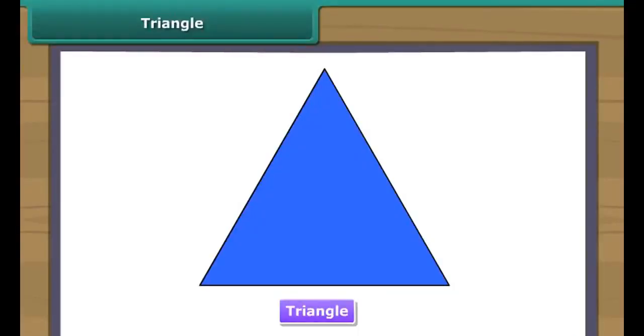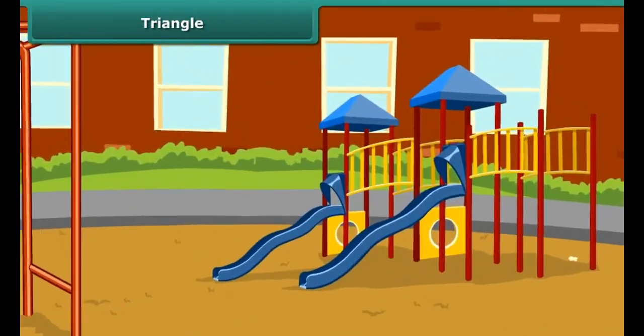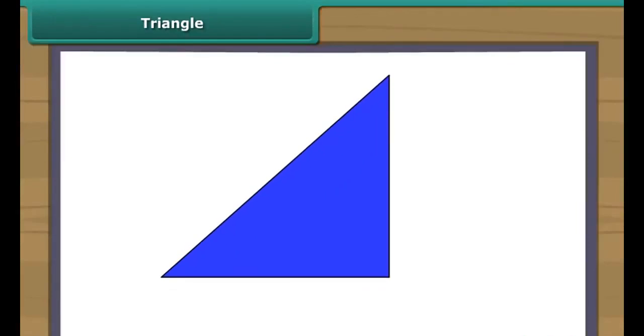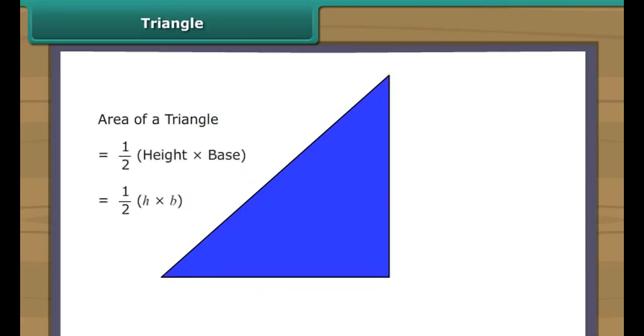Triangle. What is a triangle? A triangle is a three-sided closed figure. Have you noticed the slider in the park? It is in the shape of a triangle. So can we find the area of a triangle? Yes, we can find the area of a triangle by using the formula for the area of a triangle. For this, we require the measures of the base and the height of the triangle. The area of a triangle is half the product of its base and height.